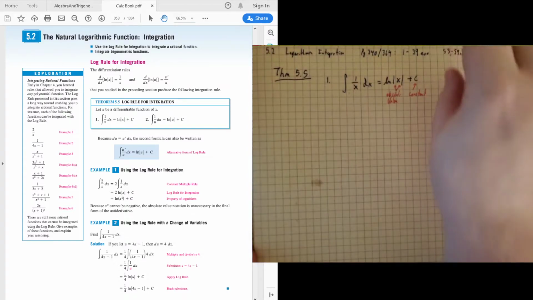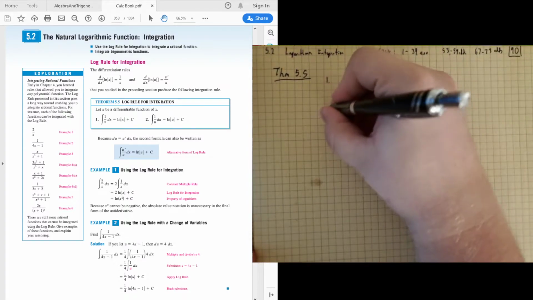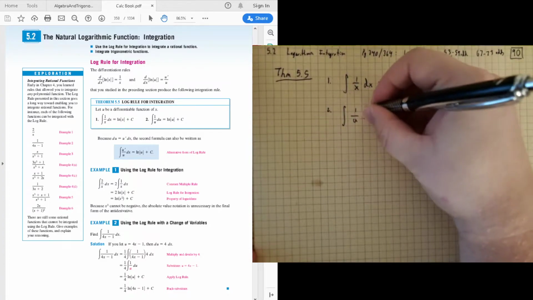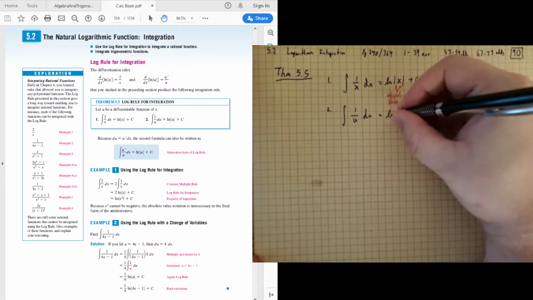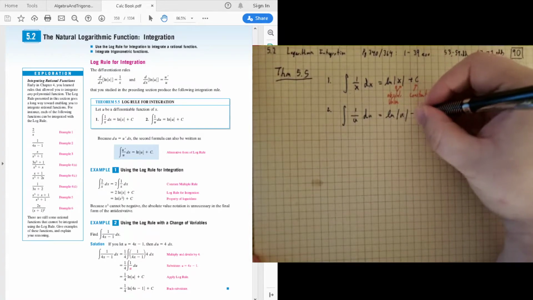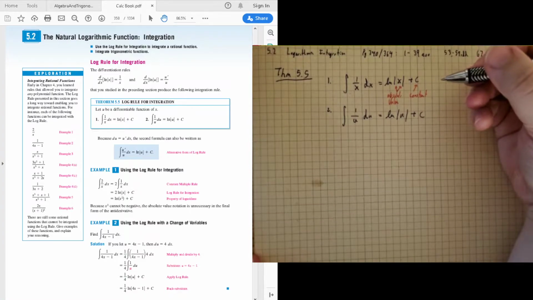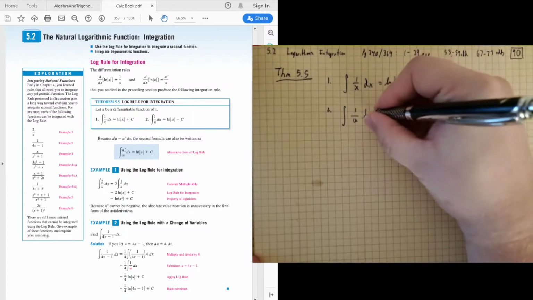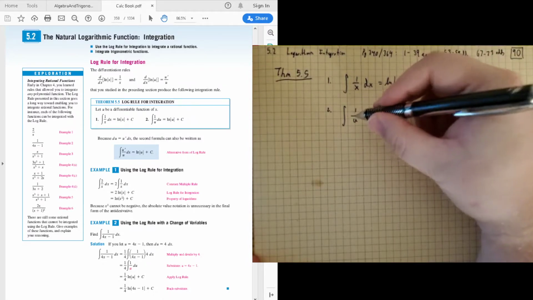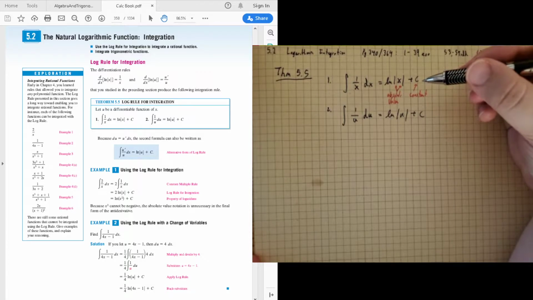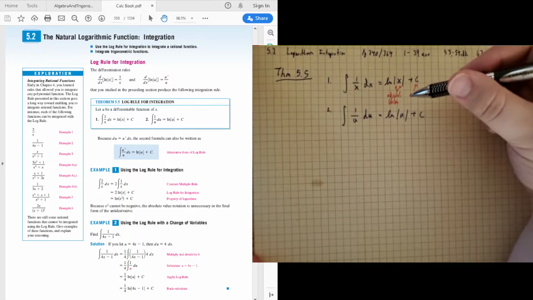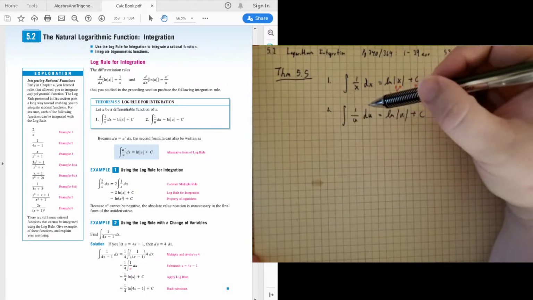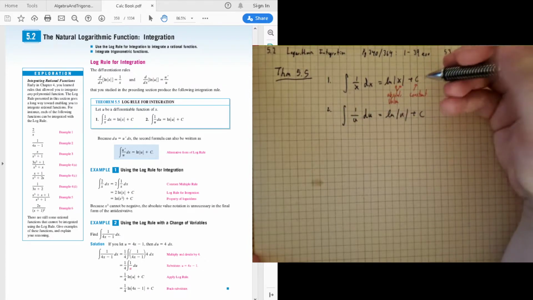The second part of theorem 5.5 is involving a u-substitution. So this allows us to take a derivative or an integral of a more advanced function, assuming that we can force it to be in this form of 1 over u du. And so we could make u equal to a different function, and we can use properties of integrals in order to take out things like constants or split functions apart, so we can actually solve these kinds of problems.